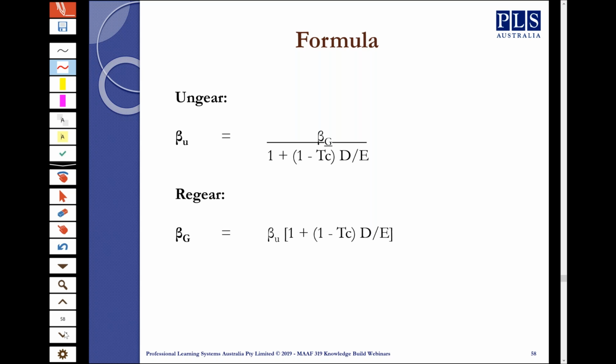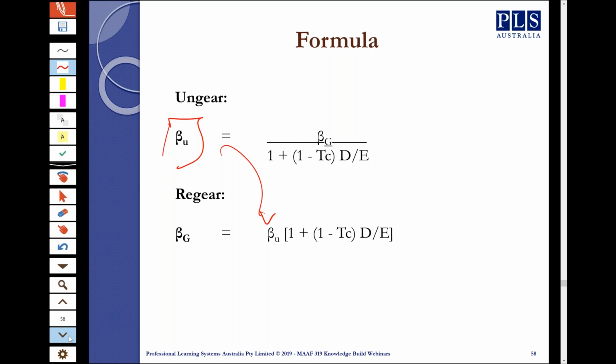So your formula to ungear your beta is you take your currently geared beta, divide that by 1 plus 1 minus the tax rate, multiplied through by the proportion of debt to equity. You then take that figure that you've calculated and you then multiply it back out by 1 plus 1 minus the tax rate, multiplied through by your debt on equity.